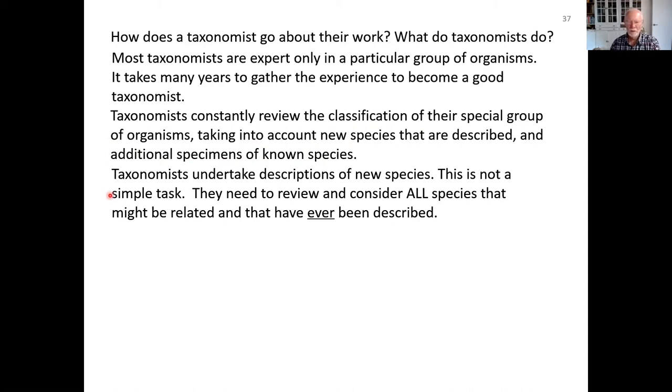Taxonomists describe new species. For anyone who has not tried it, this is not a simple task. The taxonomist needs to review and consider all species that might be related that have ever been described. And that may include species descriptions in English and in Chinese and in Russian and in Georgian and Japanese and Azerbaijani. So you may need to look at species descriptions in many different languages and try to understand what they are all saying.